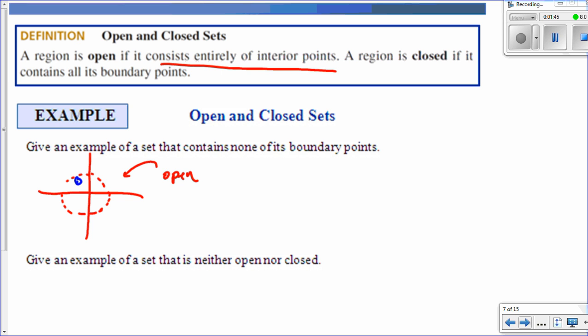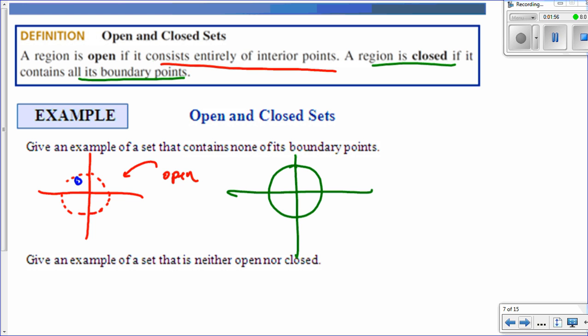Now a region's closed if it contains all of its boundary points. An example of a closed set, a closed region, would be a circle that contains the edge. So this would be a closed region, and it does contain all of its boundary points. Every boundary point is along the edge and it is contained in that set.